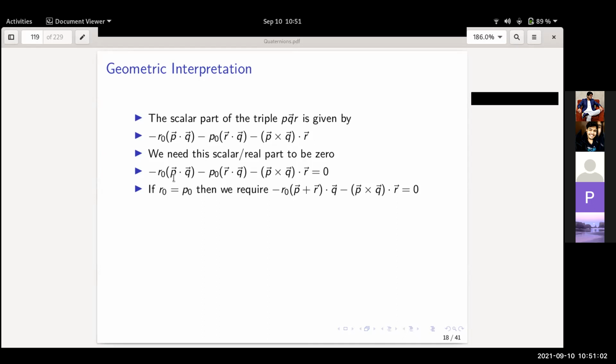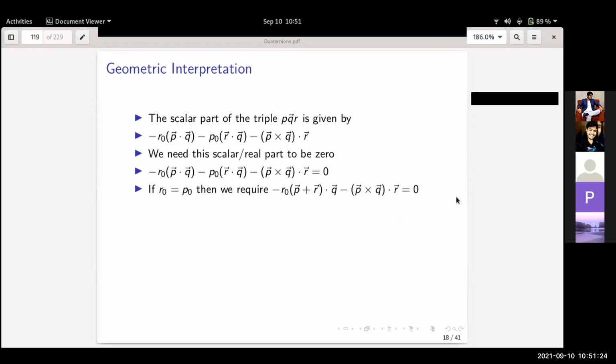Yeah, this will give us this expression. That is, if you set R naught and P naught as equal, then Q also can be taken common out. So P plus R will come in the center. Okay. Is this okay?